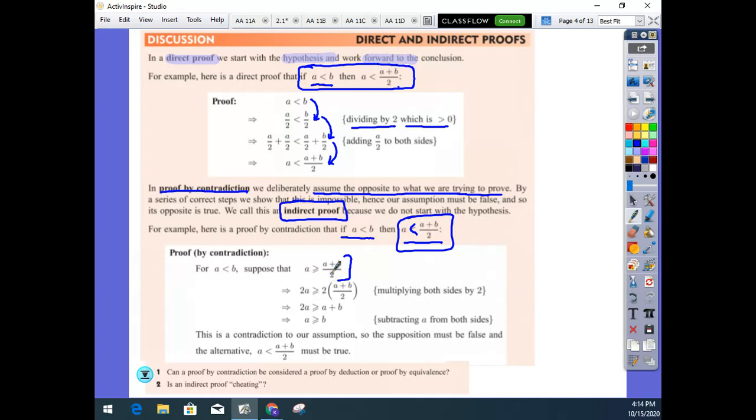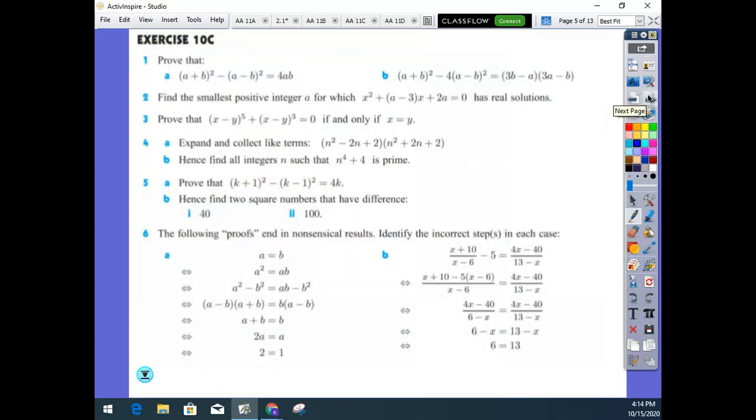So this time we're going to get rid of the 2, so multiply both sides by 2, subtract A, and we end up with something that contradicts our hypothesis. So if the work contradicts the hypothesis, then the supposition has to be false and the alternative must be true. That's 10C.